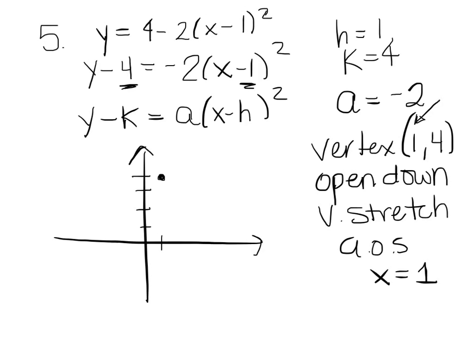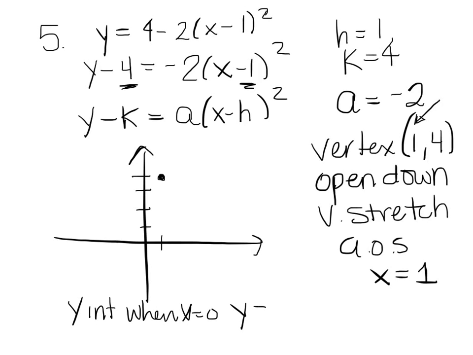Now I'd like to get one more point at least on this graph to help me really understand how much that vertical stretch is affecting it. So I think I'm going to go ahead. It's easy to find a y-intercept. A y-intercept is when x equals 0. We do this all the time.